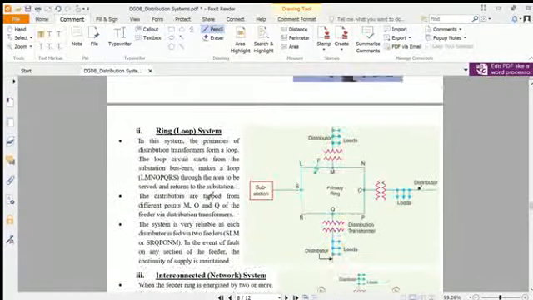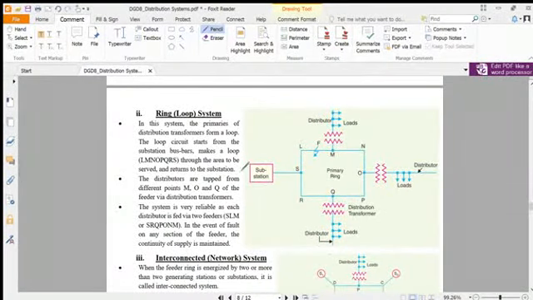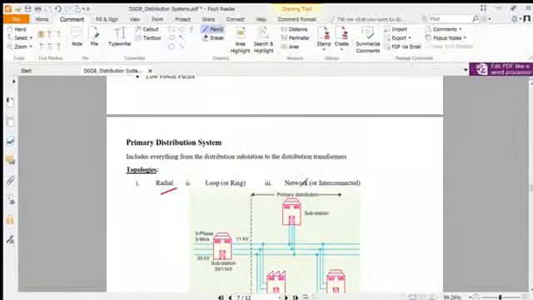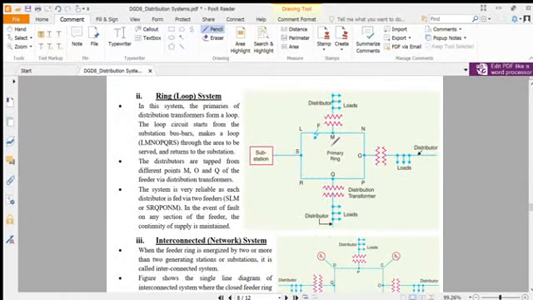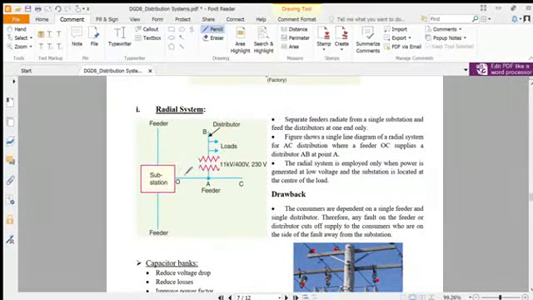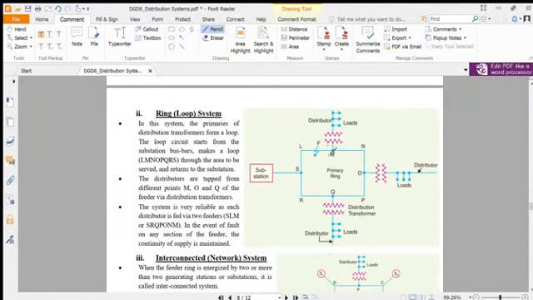Now the second type is the ring or loop system. Here you see there is a single substation, and here they create a ring system. This is the primary division of the primary distribution system. So it's a primary ring, connected with drops here at M, O and Q points, so it's connected to distributor 1, 2 and 3. In the radial system above, just one distributor is there. So here the benefit is that, for example, for this point we can go this way, so supply can come either way. This is S, L, M.